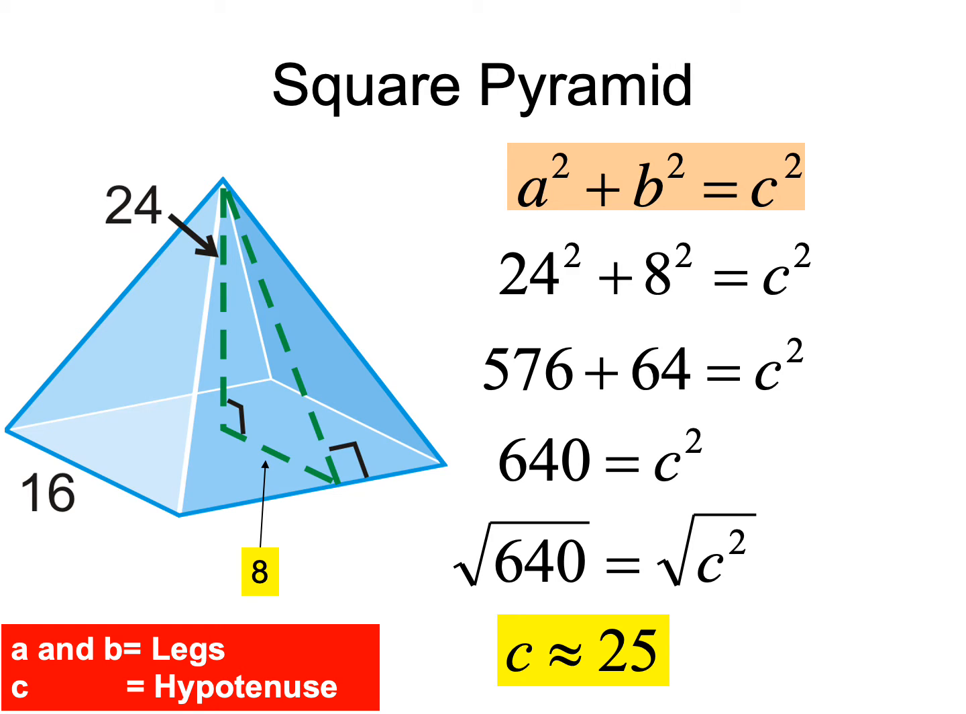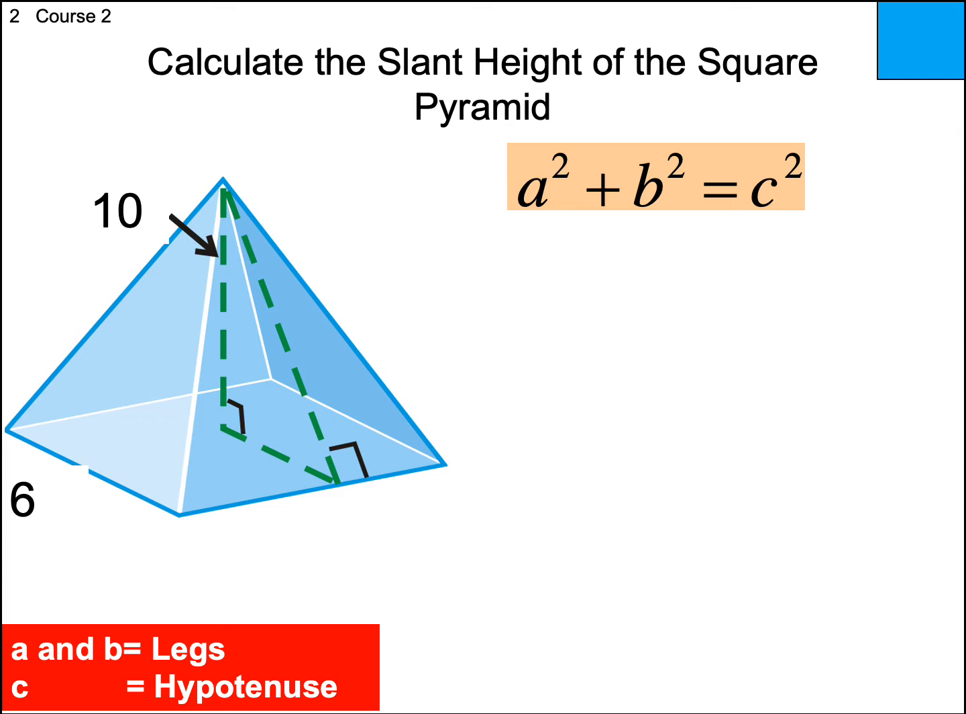Okay? Let's do one together. So here we go. Calculate the slant height of the pyramid. Remember, that's the green hypotenuse there. Or imagine yourself walking to the top of the pyramid along the outside, the distance that you would travel. Okay, if you need to draw a triangle all by itself to represent those three sides, you can.